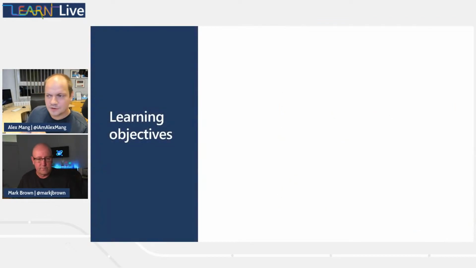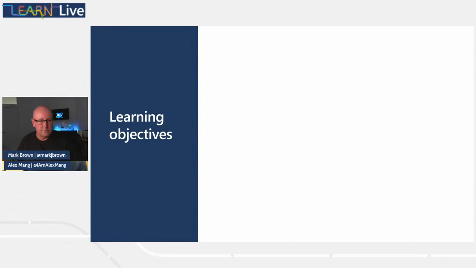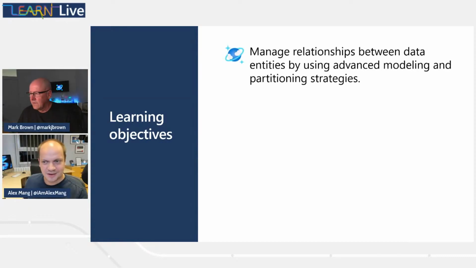Mark, we have a lot of learning objectives today. This is going to be a very long module, in my opinion, at least. I know that for starters, we're going to talk about managing the relationship between data and entities by using advanced modeling and partitioning strategies. For some, even for myself, this might be a bit of a mouthful. So we're going to take this topic and bring it down to earth. But we also have other learning objectives, don't we?